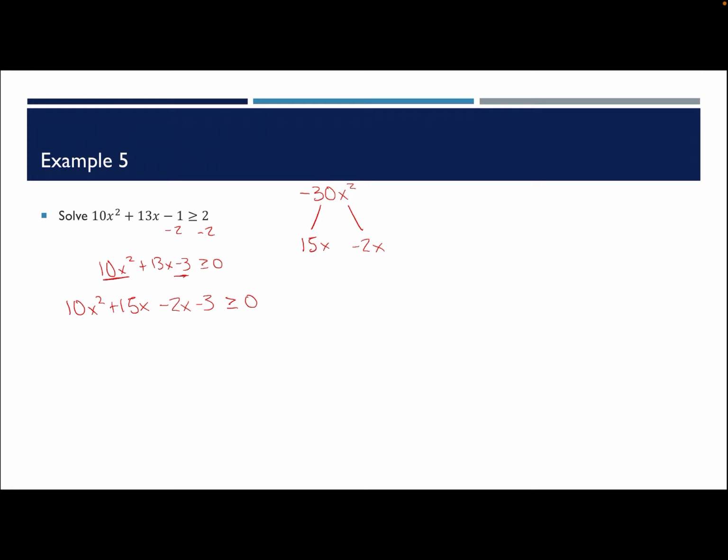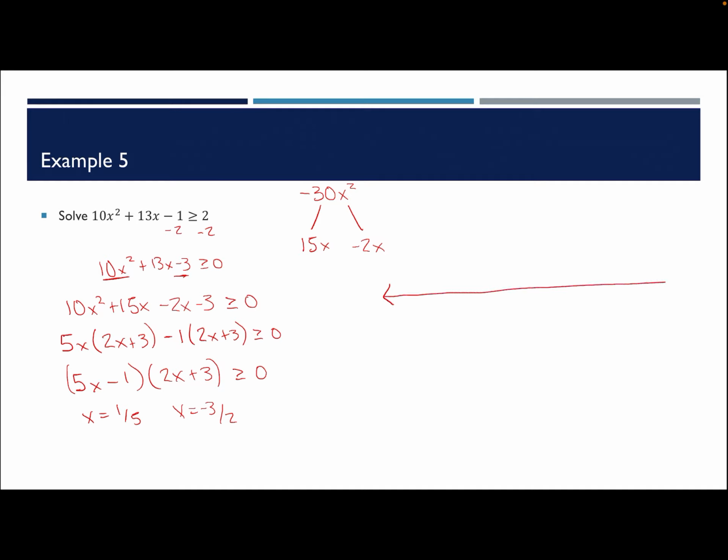So next we factor by grouping. We can take out a 5x from the first group. So 5x times 2x plus 3. And from the second group, we can factor out only a -1. So we get -1 times 2x plus 3 is greater than or equal to 0. So then our final step is to pull out the common factor of 2x plus 3. So we get 5x minus 1 times 2x plus 3 is greater than or equal to 0. So our two boundary values are x equals 1/5 and x equals -3 divided by 2.